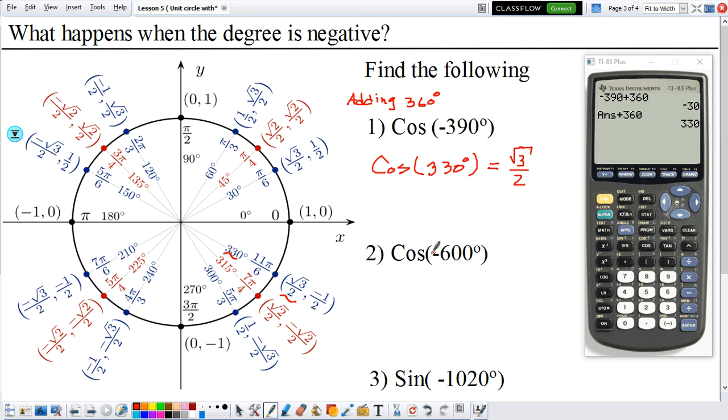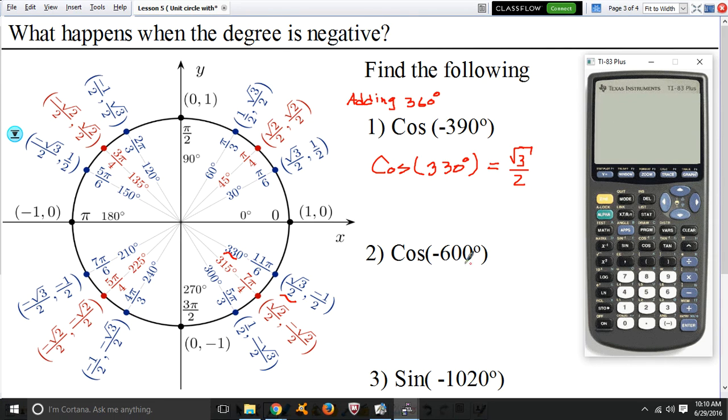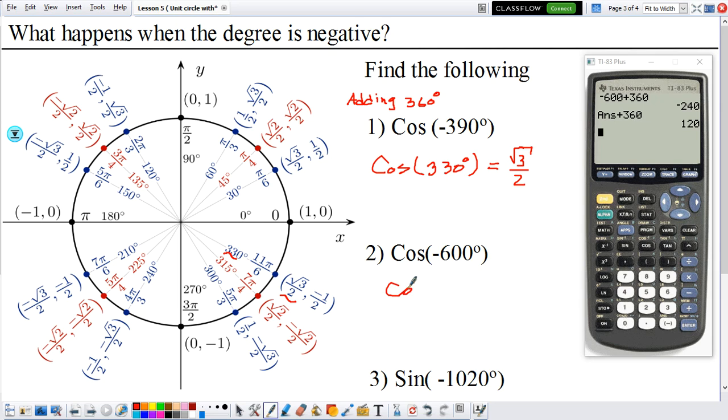So now let's look at our next example. If your degree is negative, we're going to add 360. So we have here negative 600. Let's add 360. Still negative, so let's add another 360. So we get 120. So this is the same as the cosine of 120. So let's see, where's 120? 120 is right here. I want the cosine of it, so we look at the x. So that's negative 1/2.